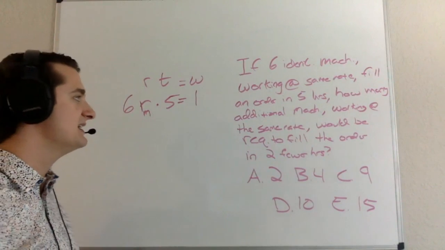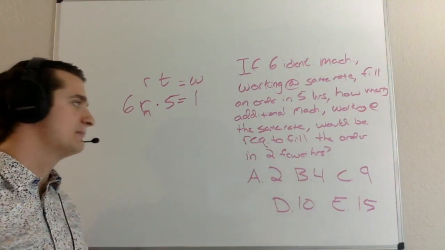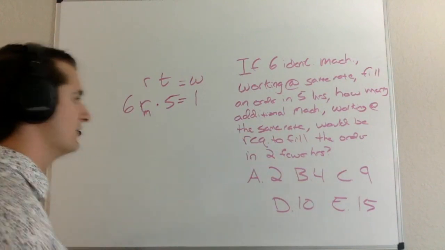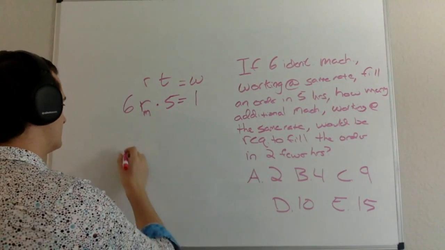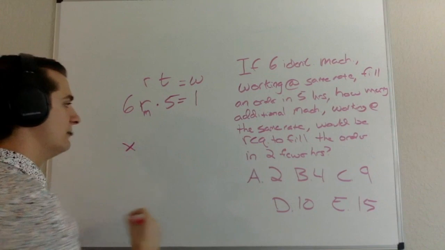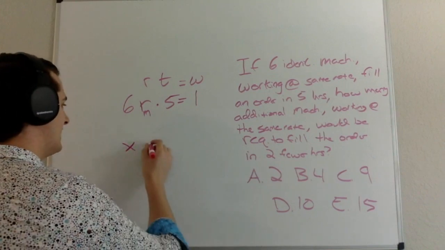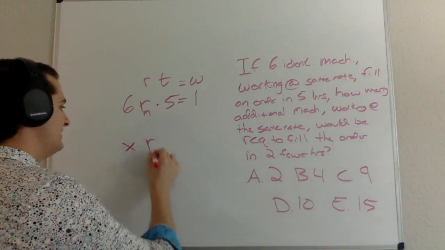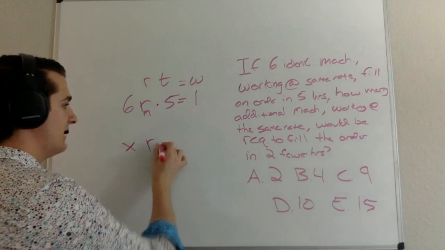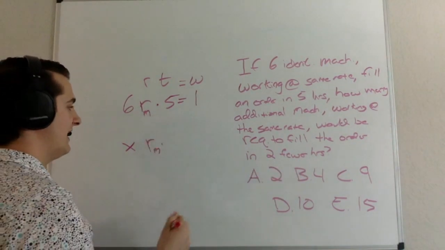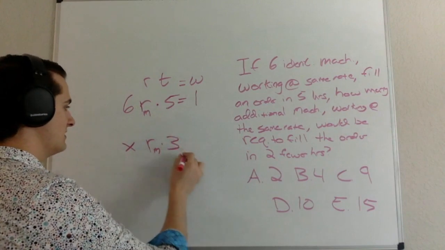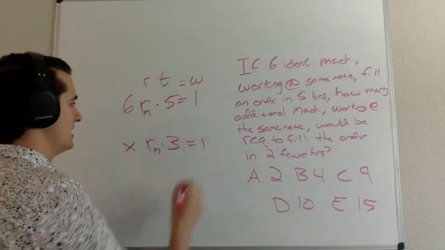What I'm asked is how many additional machines working at the same rate would be required to fill the order in 2 fewer hours. So in other words, X number of machines times the rate of one machine times 2 fewer hours. I'm not just going to use 2, I'm going to need 2 fewer than 5, so times 3 is equal to 1.